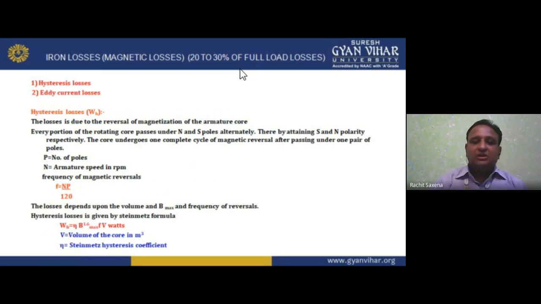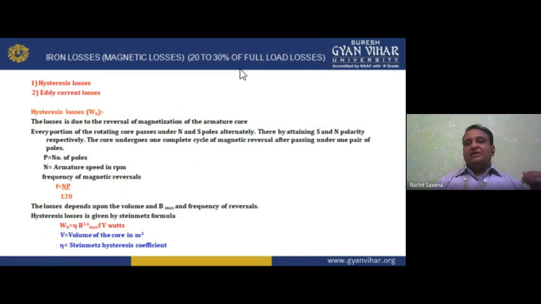So the core undergoes one complete cycle of magnetic reversal after passing under one pair of poles, where P is the number of poles and N is the armature speed in RPM, and the frequency of magnetic reversal will be given by F is equal to NP by 120. Frequency is given by magnetic reversal basically.